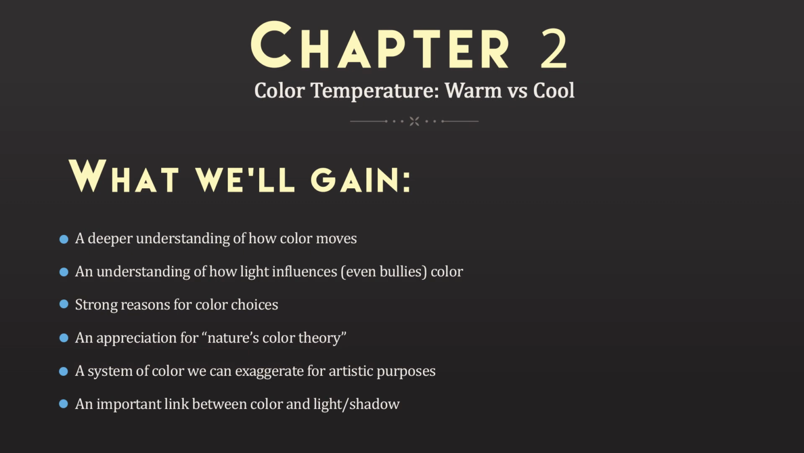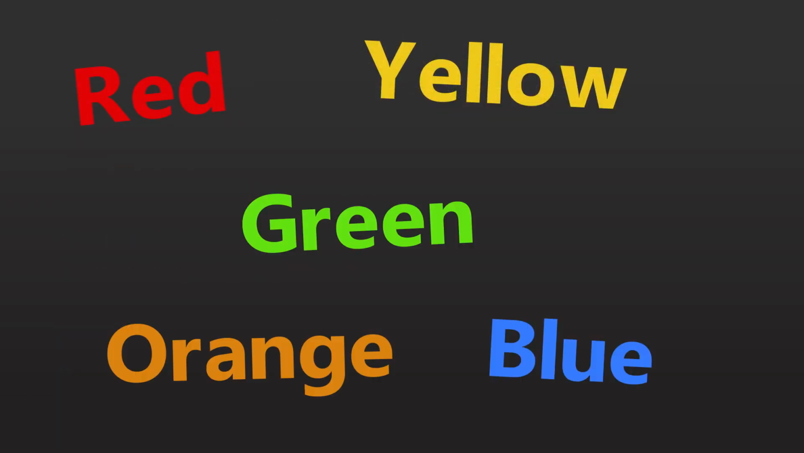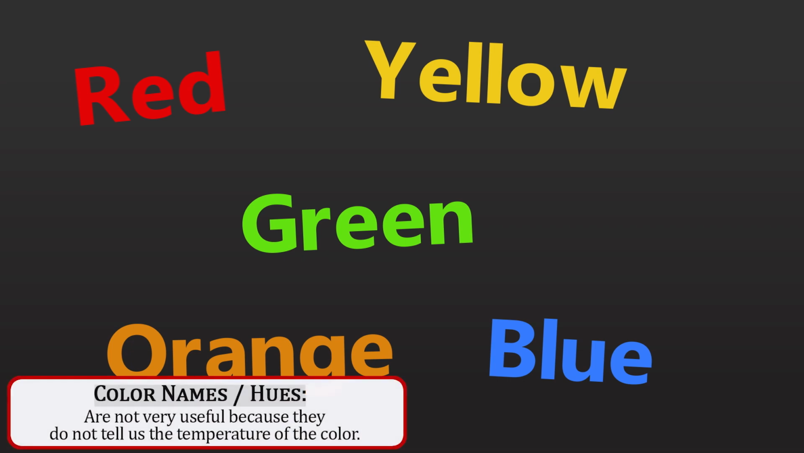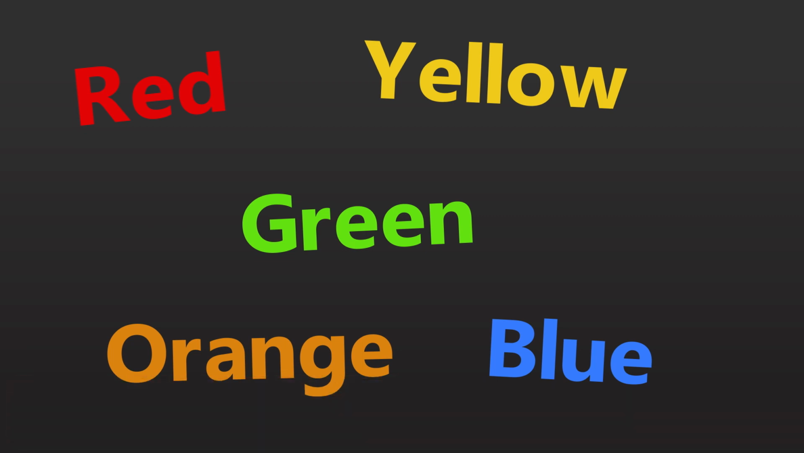Alright, so something everybody, even my 18-month-old daughter, knows about color is color names. Red, yellow, green, orange, blue. These are also called hues. It's fine to know these names, of course, but they're not very useful. The reason they're not very useful is they don't tell us anything about that color's temperature. When I say temperature, I'm talking about whether a color is warmer or cooler in context.